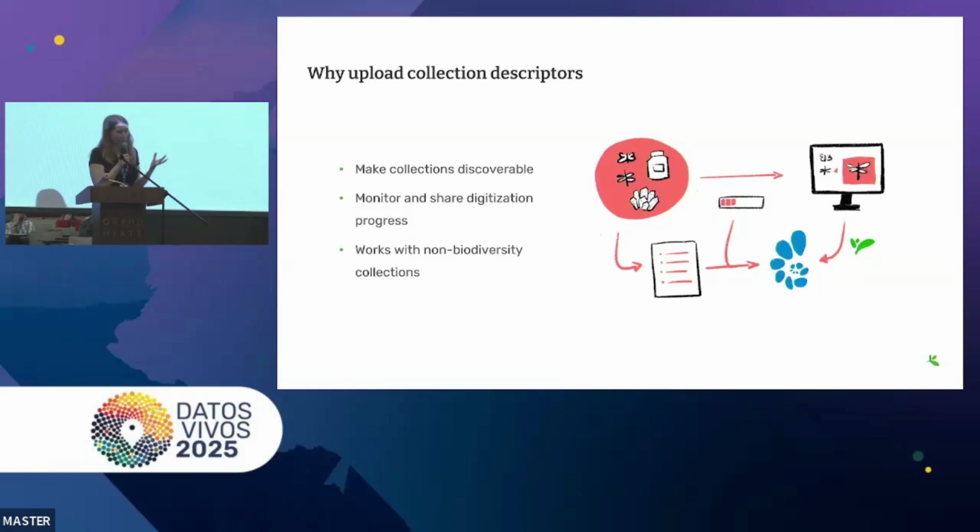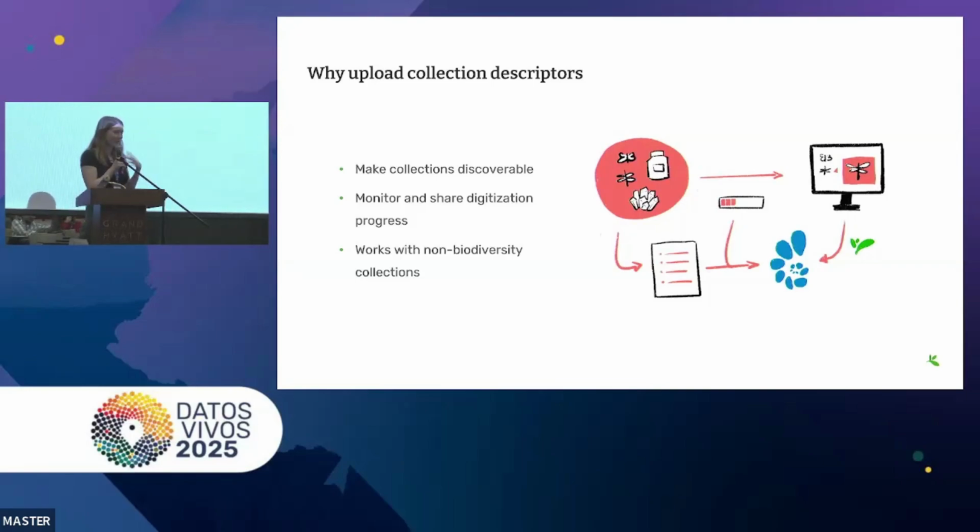Another way is also to monitor and share digitization progress. Collection descriptors allow you to capture that. It allows you to capture also a lot about what's not digitized yet. Maybe you have 500 specimens of birds that are not digitized, but little by little, as the digitization progresses, and as you share occurrences on GBIF, for example, people will be able to see the difference between what's in the collection and what got digitized.